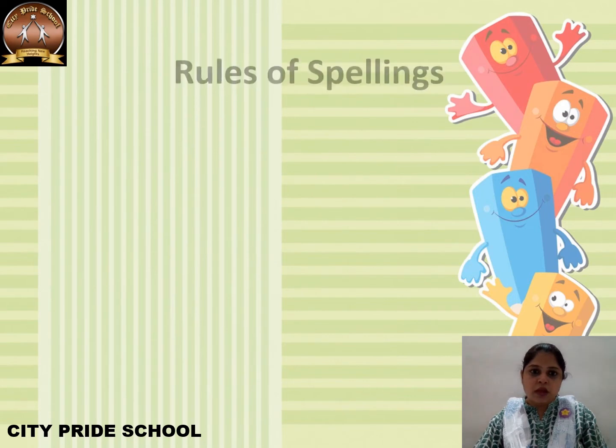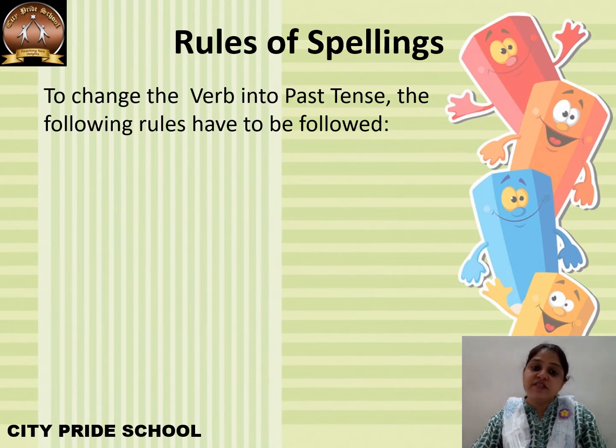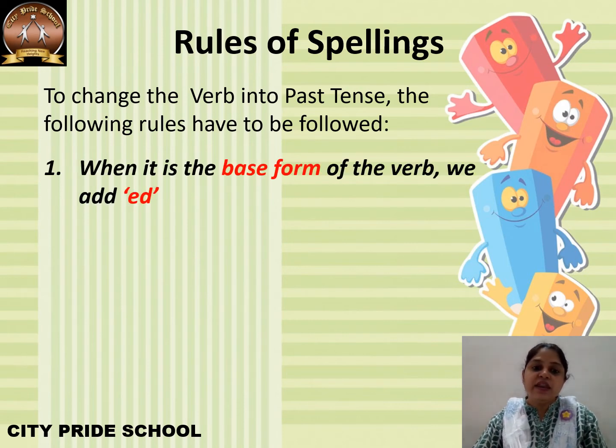Right? Now children, we are going to see the rules of spellings. That means how the spelling changes when we change the verb in the present tense to the verb in the past tense. So to change the verb into past tense, the following rules have to be followed. That means I will show you some rules that are used to change the present tense of the verb into the past tense. So the first rule is when it is the base form of the verb, we add ed. Children, base form means the simplest form of the verb as it appears in the English dictionary. Yes, so when it is the base form of the verb, we change the present tense of the verb into the past tense by adding ed.